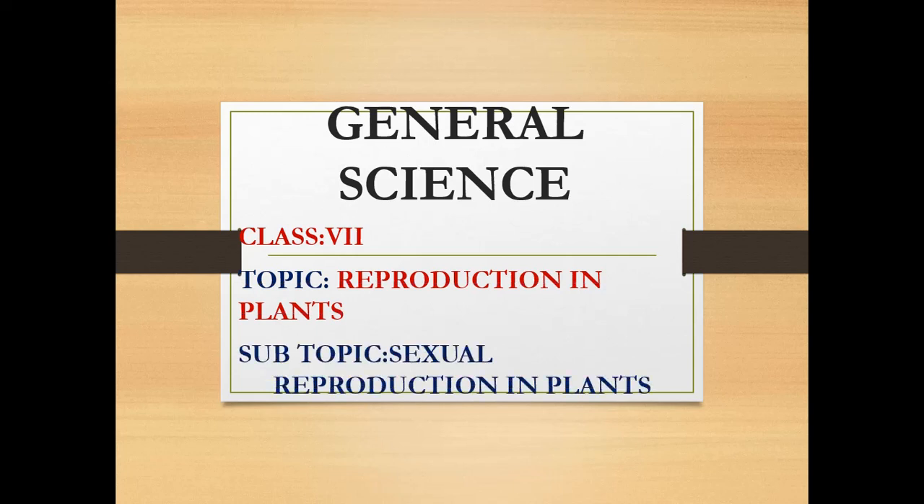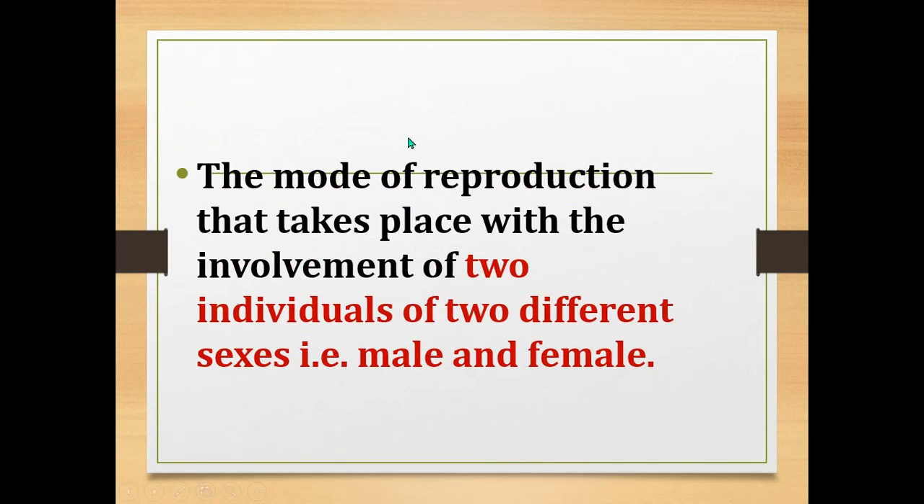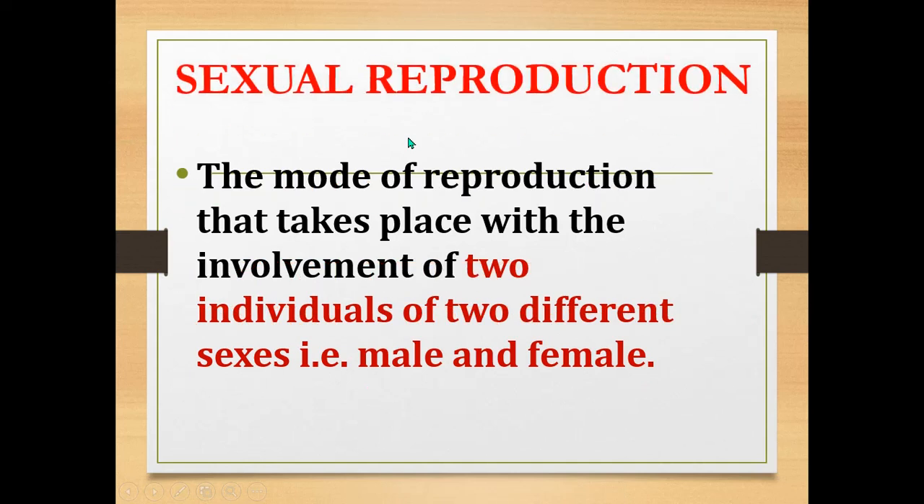Hello children, in this video we are going to see about sexual reproduction in plants. What is meant by sexual reproduction? We have seen this definition in the introduction part of this chapter. What is meant by sexual reproduction? It is the mode of reproduction which takes place with the involvement of two parents, that is male and female parents, which are of two different sexes.